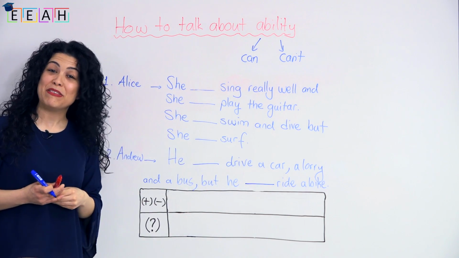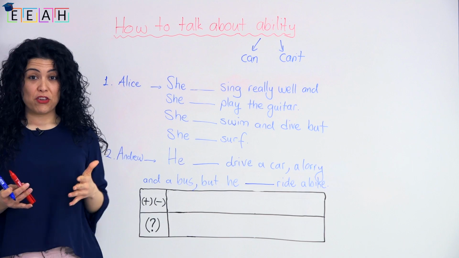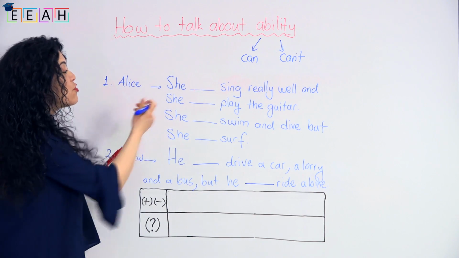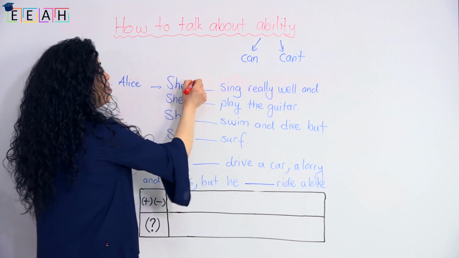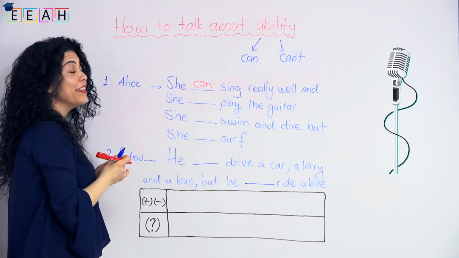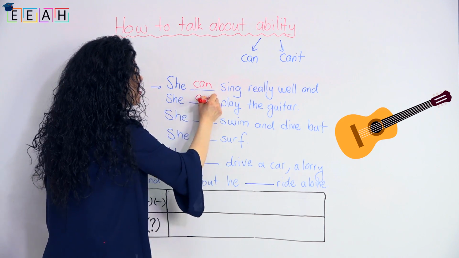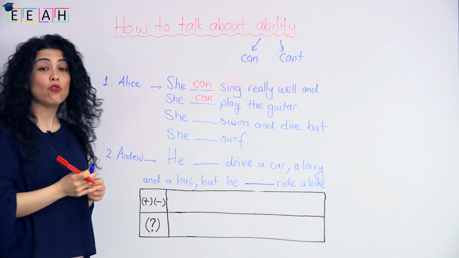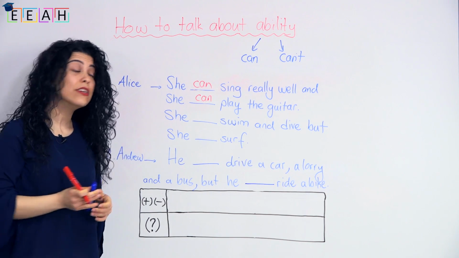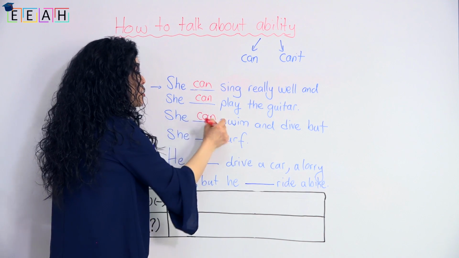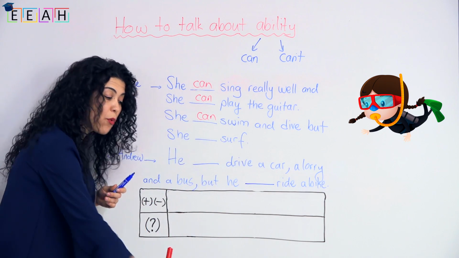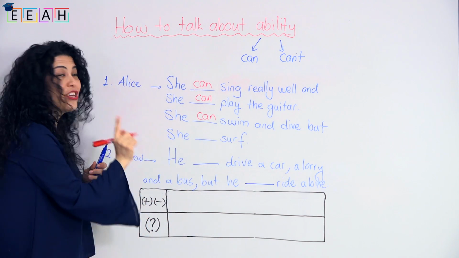Alice is my sister. She is a professional musician, so she can sing really well. She can, yeah. And she can play the guitar. And she's also a professional sports person. She can swim and dive, go under the water, but she can't surf.